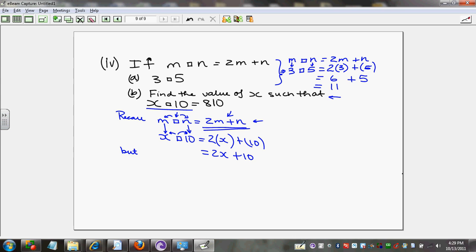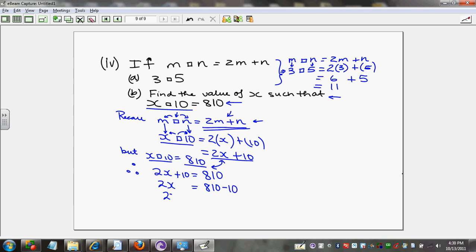But we also know that x box 10 must be equal to what? 810. Therefore, from those two equations, we could write 2x plus 10 must be equal to what? 810. Because this is 2x plus 10, which is x box 10. And x box 10 is also equal to 810. So therefore, these two must be the same. Right? Because they are both x box 10. So if 2x plus 10 equals 810, then it comes down to an easy solution. 2x equals 810 minus 10. Minus 10 on both sides.